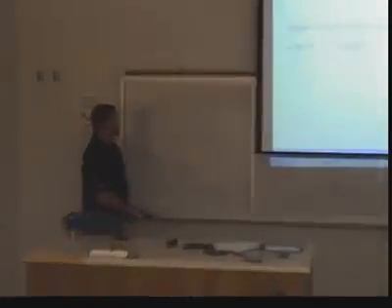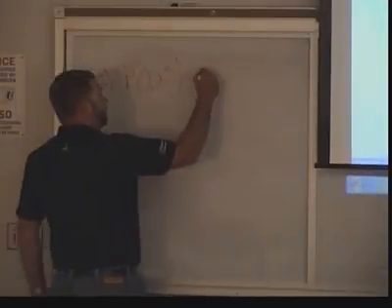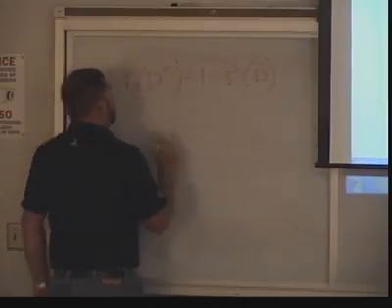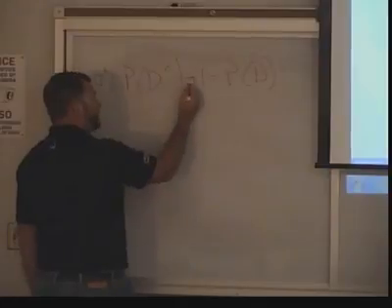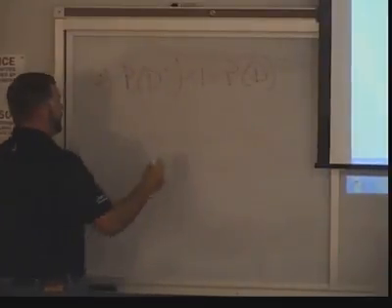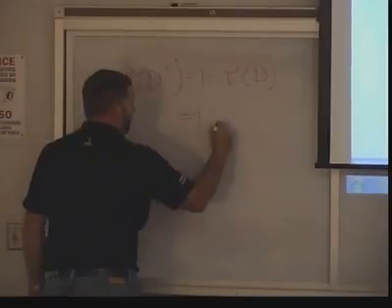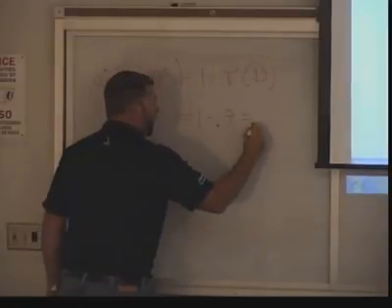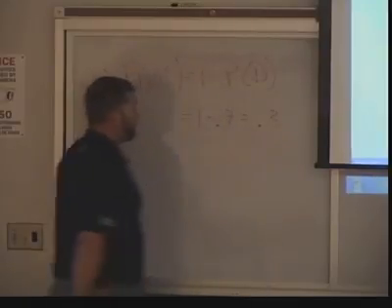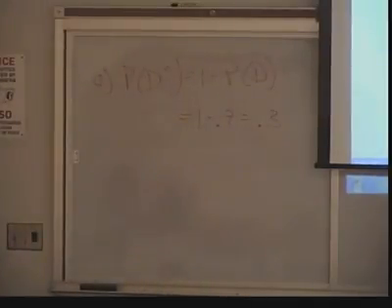So the probability of D complement is going to be equal to 1 minus the probability of D. The probability of it not happening is 100%, or 1, minus the probability of it happening. So 1 minus 0.7, so we got 0.3. Does everybody agree with that? The probability of D complement is 0.3.